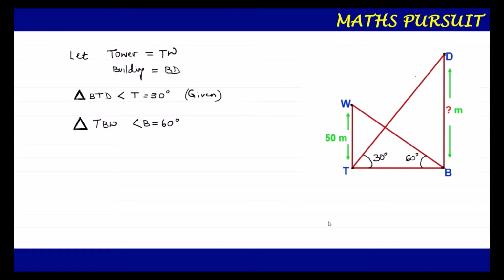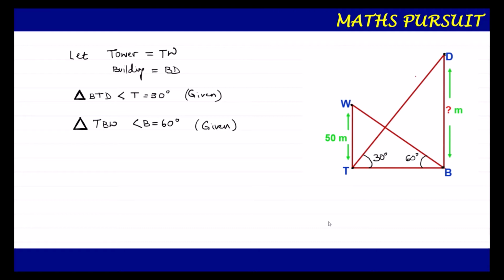This is also being given. Now let us not get confused. There are two triangles that are being formed. One triangle is triangle BTD, the other triangle is BTW. This is being given in the question. Now in order to answer these questions, let us focus one by one on these triangles.